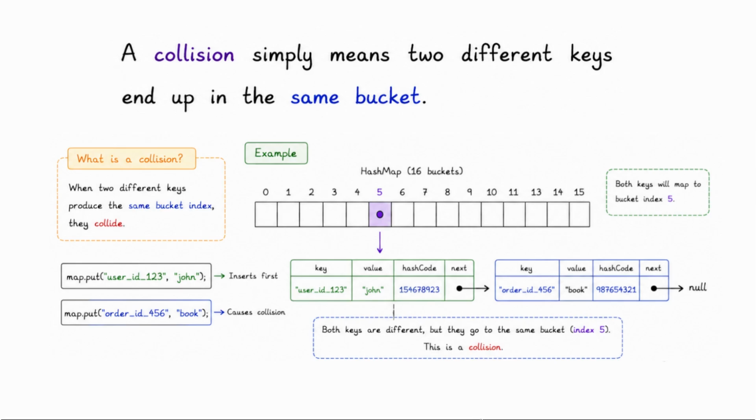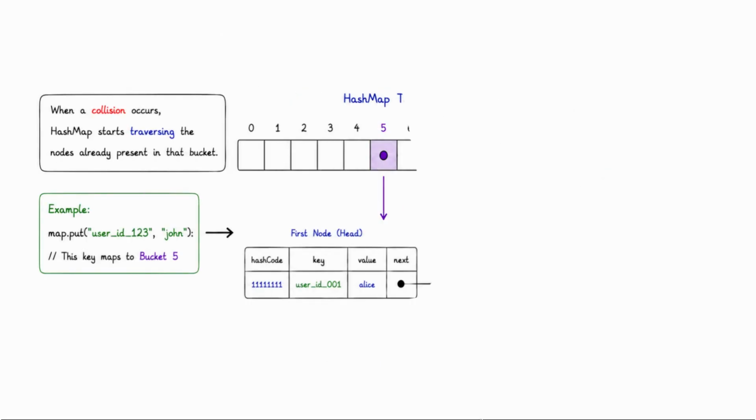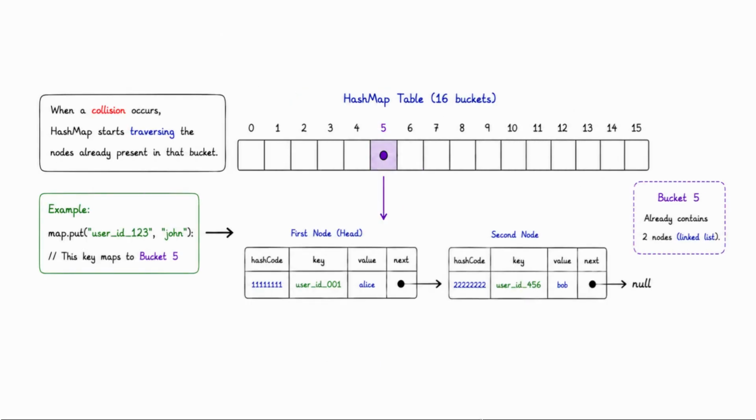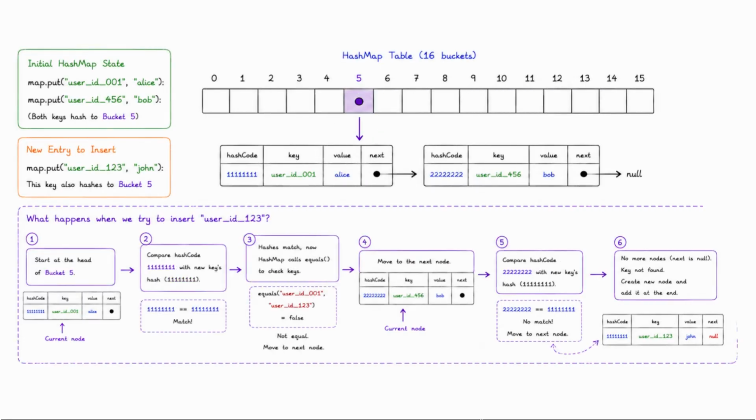When a collision occurs, HashMap starts traversing the nodes already present in that bucket. For each node, it first compares the stored hash. Why? Because comparing two integers is much faster than comparing two objects. If the hashes don't match, HashMap immediately moves to the next node.